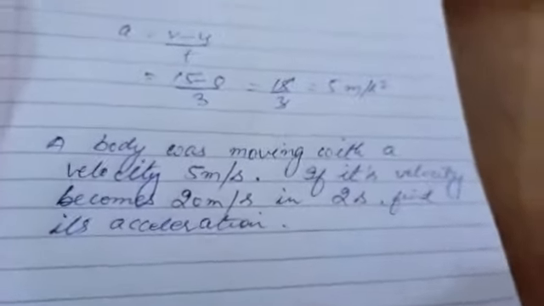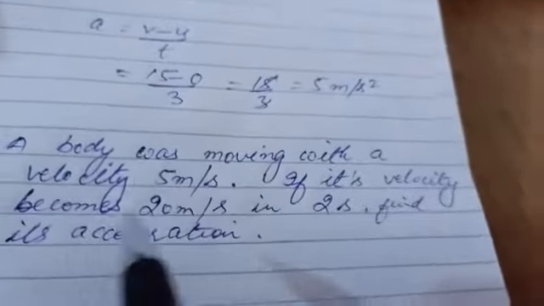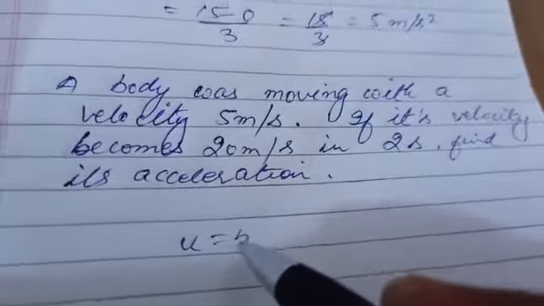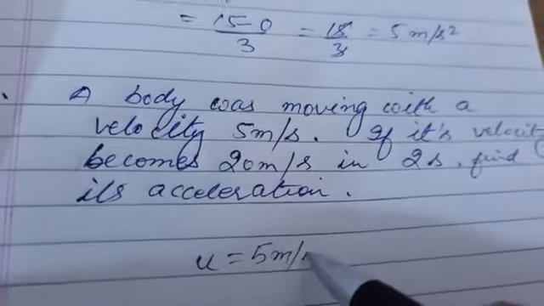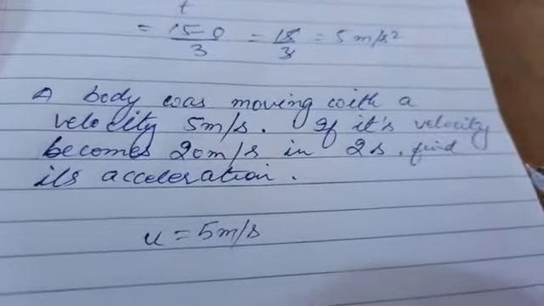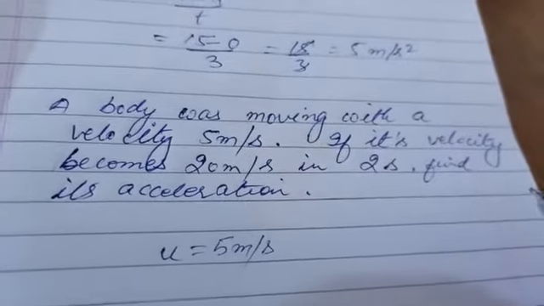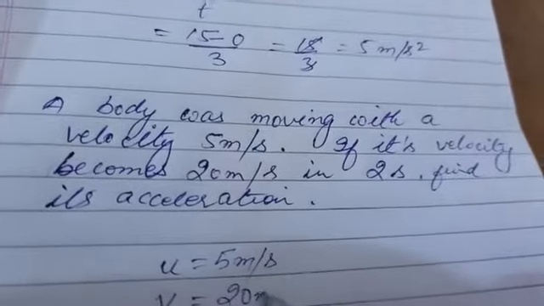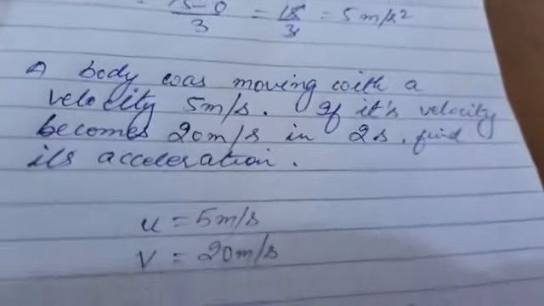Now once again read the question carefully. A body was moving with a velocity of 5 meter per second. That means its initial velocity was 5 meter per second. Then what is it saying? If its velocity becomes 20 meter per second, that means finally its velocity is 20 meter per second. So the final velocity becomes 20 meter per second.